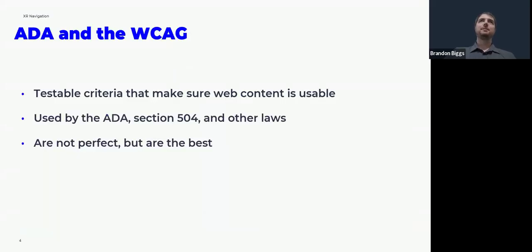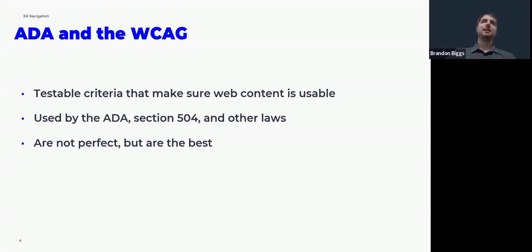I want to talk about the Americans with Disabilities Act and how exactly these requirements are going to be changing. The Americans with Disabilities Act Title II regulations are going into effect for state, county, and local governments with populations above 50,000 in April 2026, and then for everybody else in April 2027. So it's coming up very, very quick.